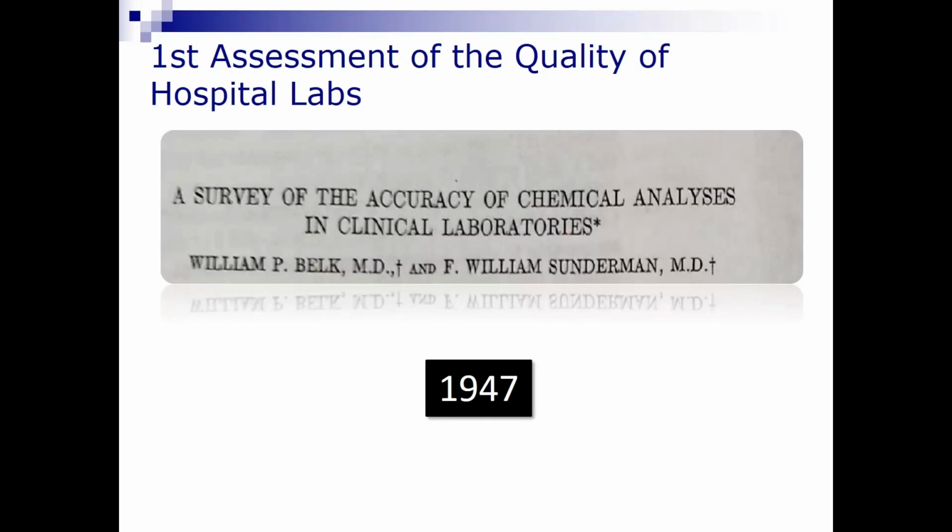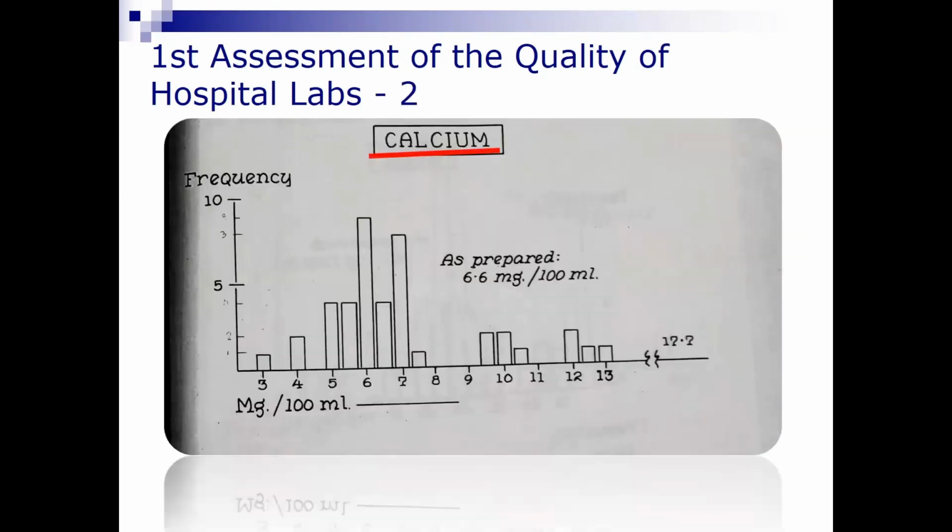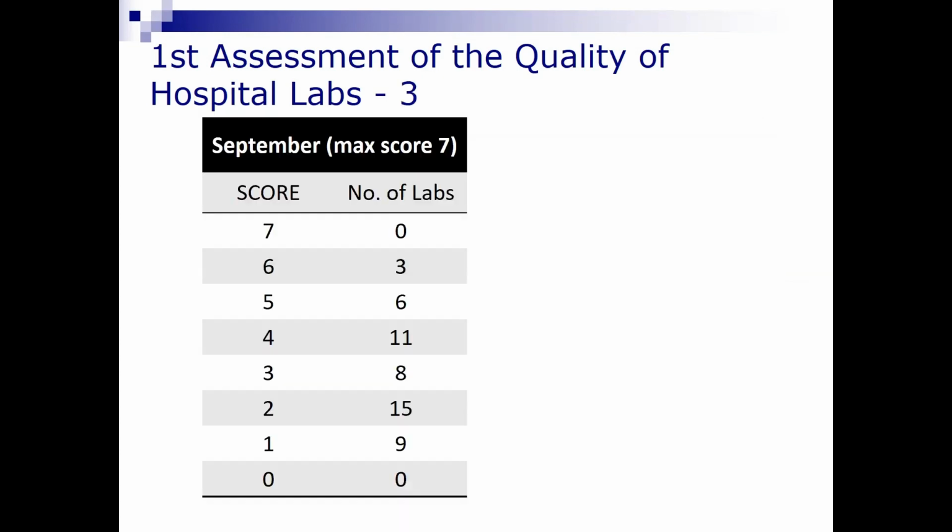So in 1947, what they did was they took calcium and weighed it. They weighed 6.6 milligrams of calcium, dissolved it in water, made aliquots, and sent them to 17 hospitals in the Pennsylvania area. And what you can see here are the results. The correct result is 6.6 milligrams per 100 mL, and you can see the results are all over the place. And this is as a table, okay?